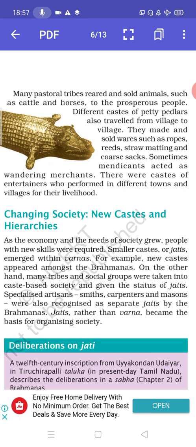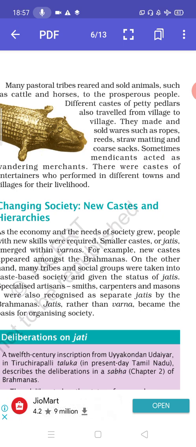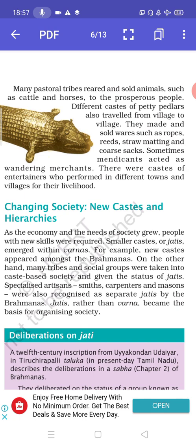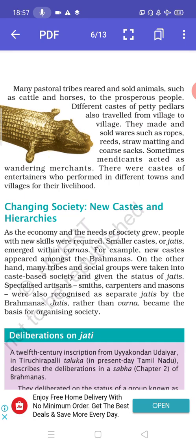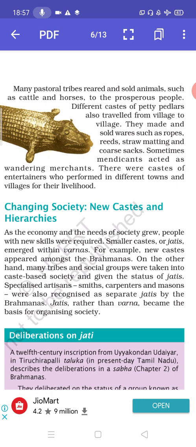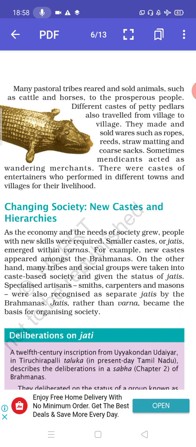So smaller castes or jatis emerged within varnas. Initially there were only four varnas, but now smaller jatis emerged, and new castes appeared from amongst the Brahmins. On the other hand, many tribes and social groups were taken into caste-based society and given the status of jati. Specialized artisans like smiths, carpenters, and masons were recognized as separate jati. Smiths were recognized as a separate jati, people practicing carpentry were recognized as a separate jati, and masons were also recognized as a separate jati. So you can see that the importance which was given to varna was now given to jatis.